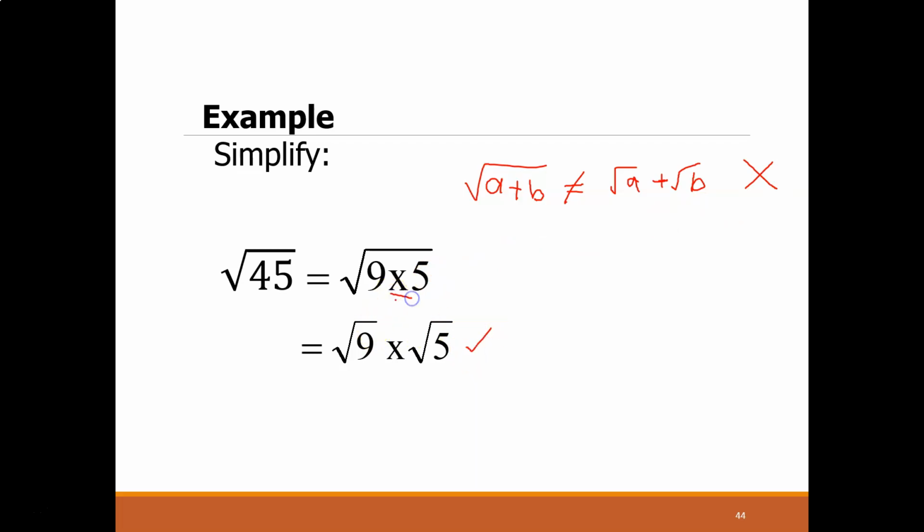Because this is multiply. Ini adalah hasil darab. So you can split it up. This one adalah tambah. So you cannot. Okay. So when you have square root of 9, out of surd 9, you get 3. 3 times surd 5. So you get, this is the right answer.